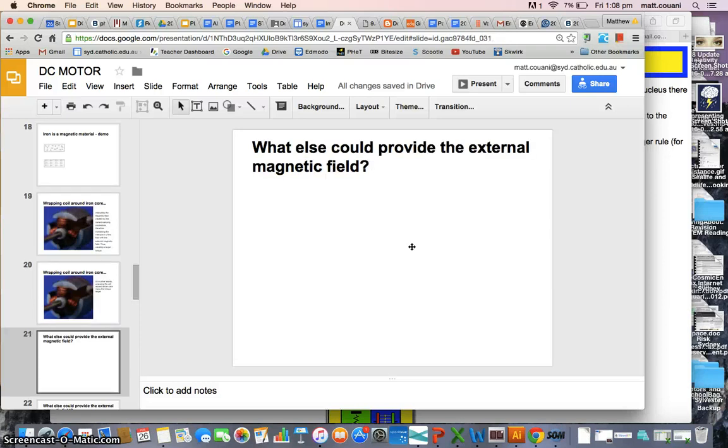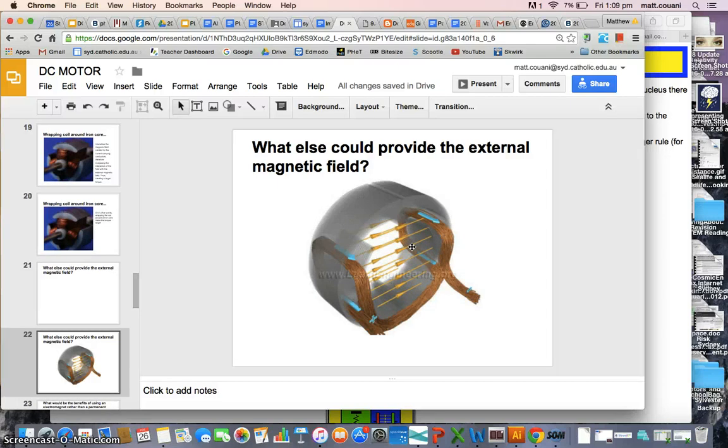What else? I haven't asked you a question. What else could provide the external magnetic field? We've been providing it with a permanent magnet. What else could you use to provide the external magnetic field? Have a think. If you said use an electromagnet, then you'd be right.